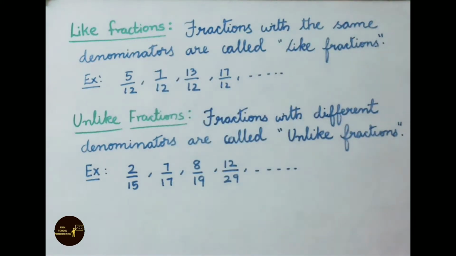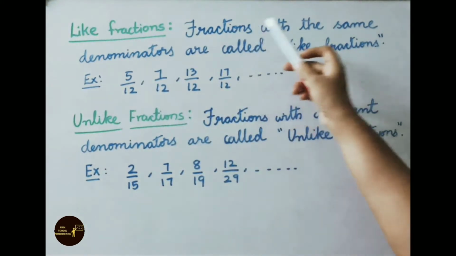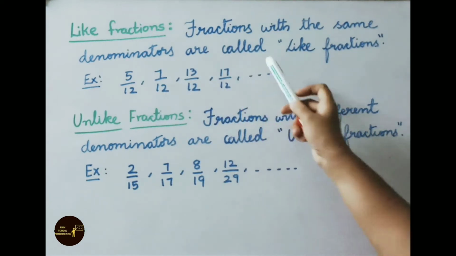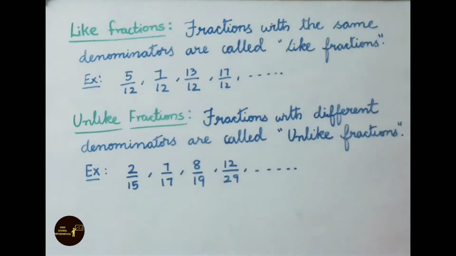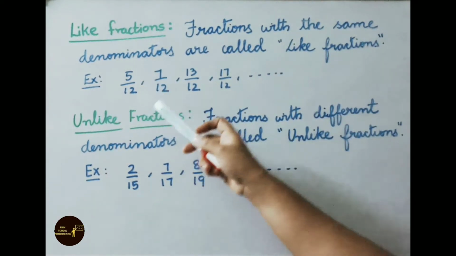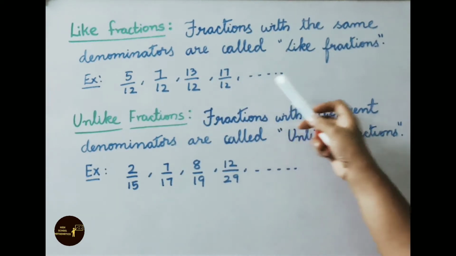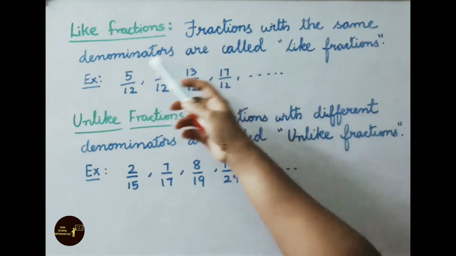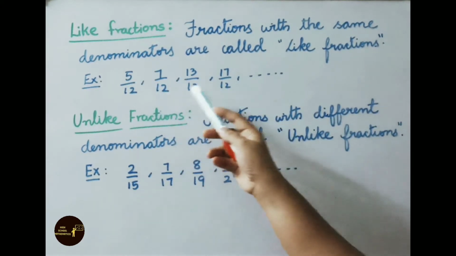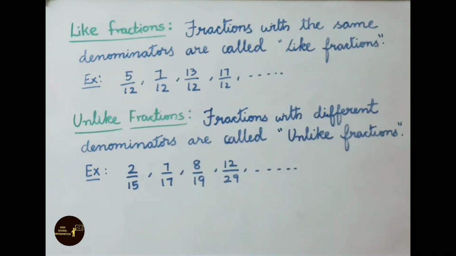See the definition of like fractions now. Fractions with the same denominators are called like fractions. Let us see the example now. 5 by 12, 7 by 12, 13 by 12, 17 by 12, and so on. Here in all these fractions the denominator is the same. So these fractions can be called like fractions.